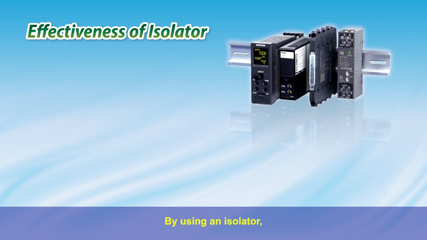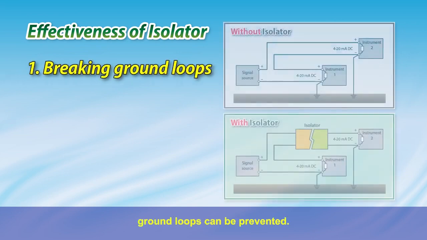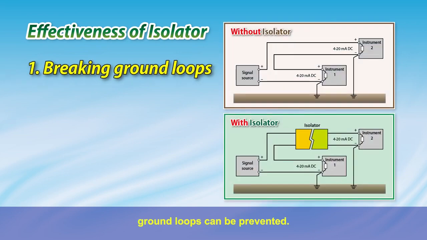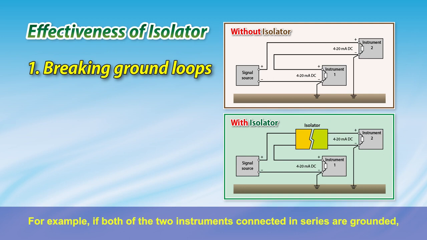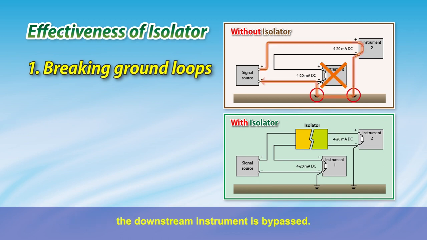By using an isolator, ground loops can be prevented. For example, if both of the two instruments connected in series are grounded, the downstream instrument is bypassed. Isolators can prevent this.